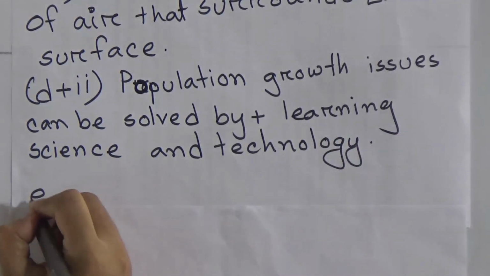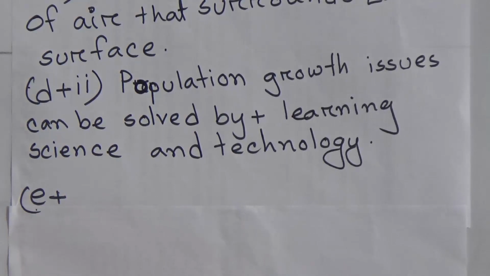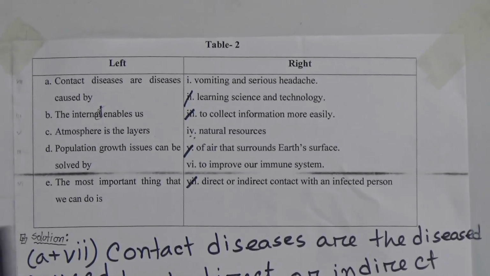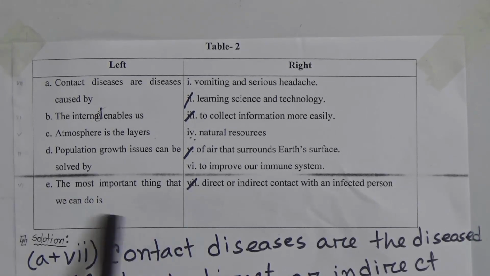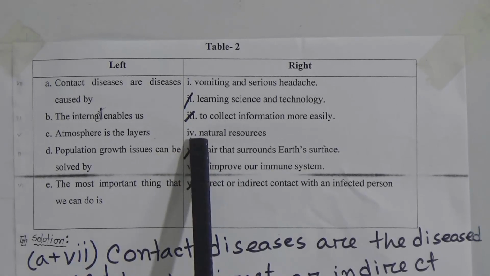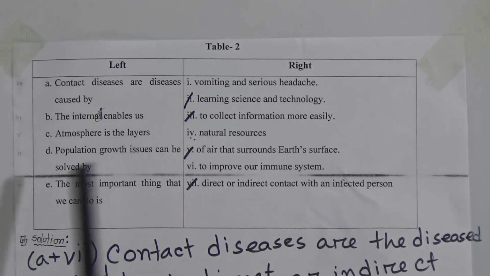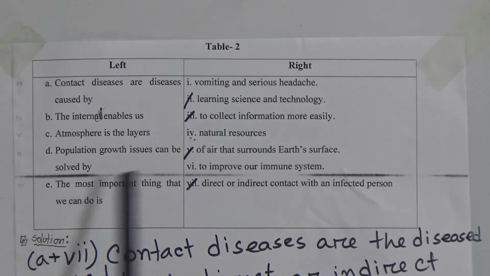And now we will match the last one. We have matched these 4. The most important thing that we can do, vomiting, not natural resources, not to improve our immune system. Dear students, E will match with 6.